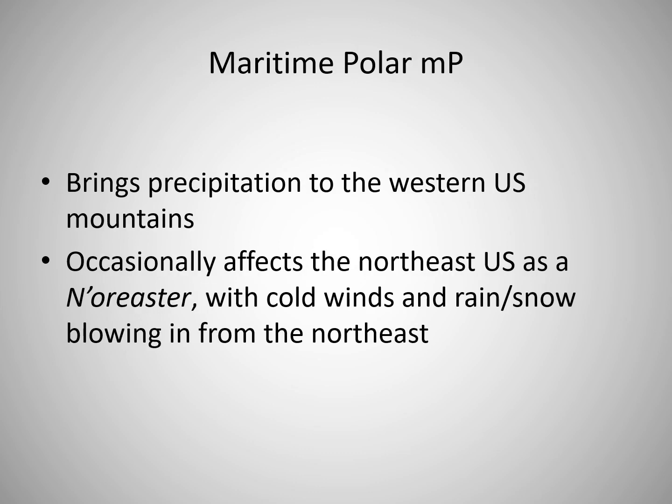In the maritime polar, if we all lived in Seattle, we'd be hearing about maritime polar air all the time. It brings a lot of precipitation to the western U.S., especially where you have mountains, which is all the west coast of the U.S. You've got various mountain ranges. And then occasionally it will affect the northeast U.S. in the form of a nor'easter, bringing cold winds, perhaps rain or snow. And this is generally a wintertime phenomenon. And I think it's pretty rare that we get affected by a nor'easter this far south. But occasionally it can happen.